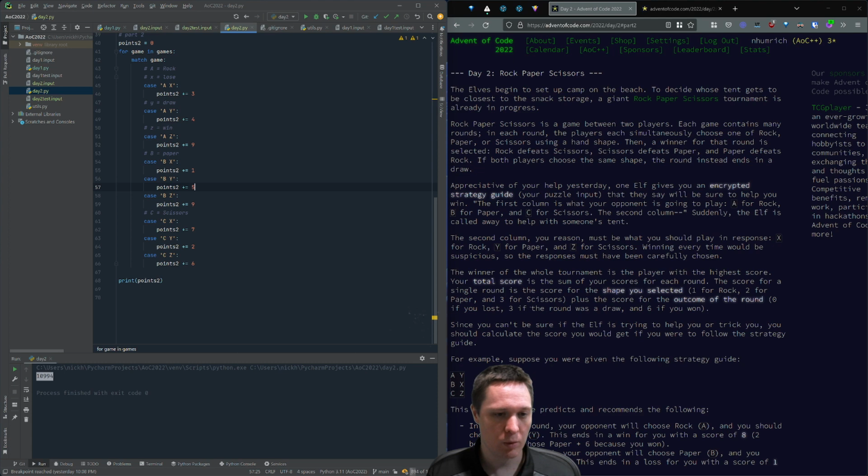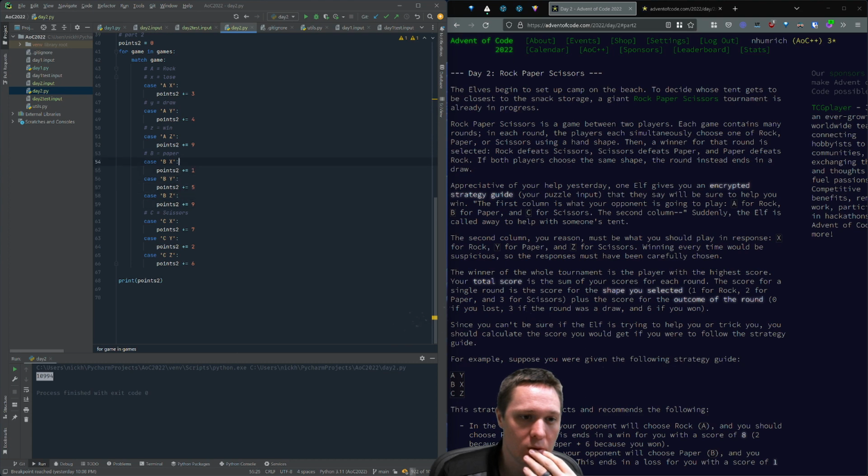They choose paper, we need to win. No, draw. We need to draw. So we get 3 points plus paper as well, which is 2. So that's 5 points already. In this case, we lose. No, we win. So 6 points plus scissors, which is 3. So that one is, wait, can't both be right.